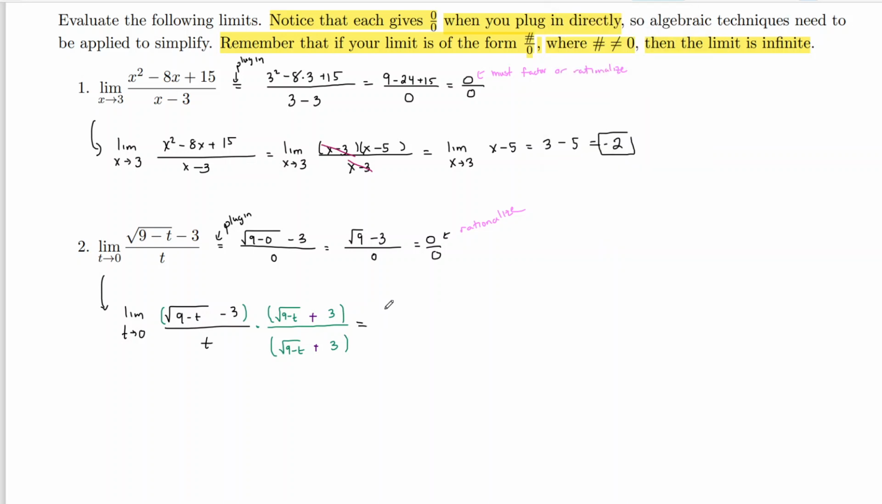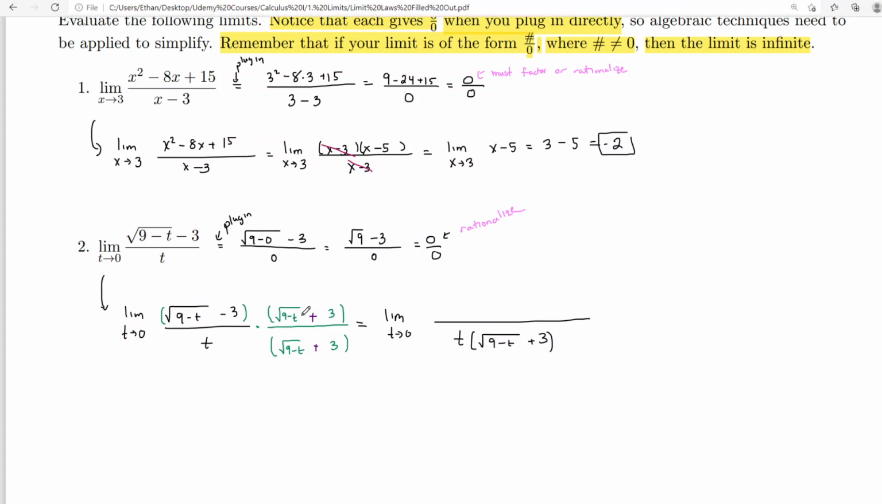All right, now how is this going to work? Remember, rewrite the limit every time. On the bottom, I'm not actually going to simplify it at all, and you'll see why as we go through. I'm just going to leave it as t times the square root of 9 minus t plus 3. For a very simplified reason, I'm not going to simplify this because it's already factored.